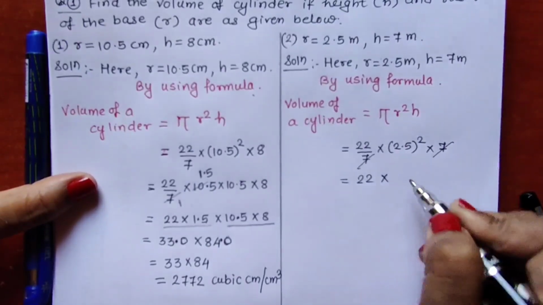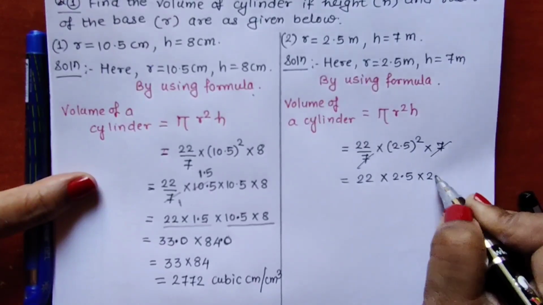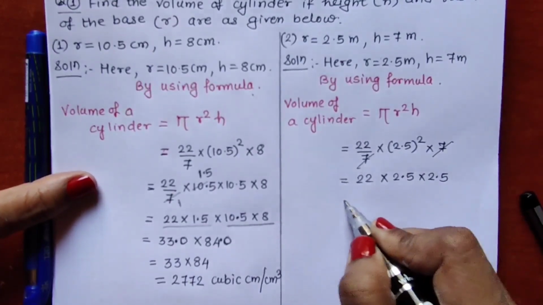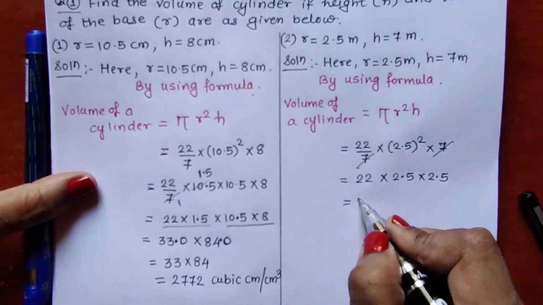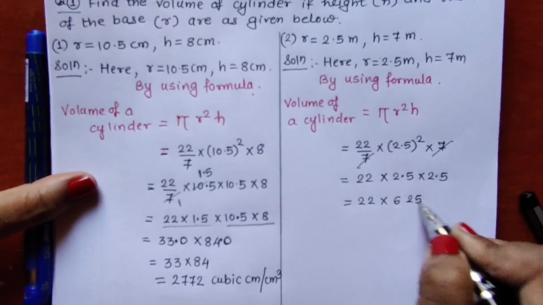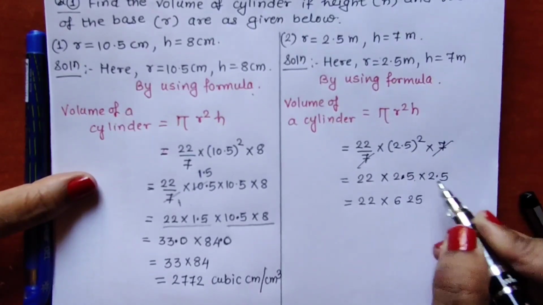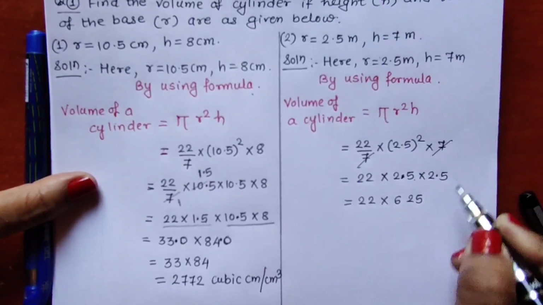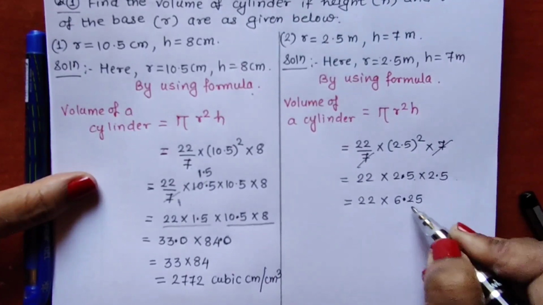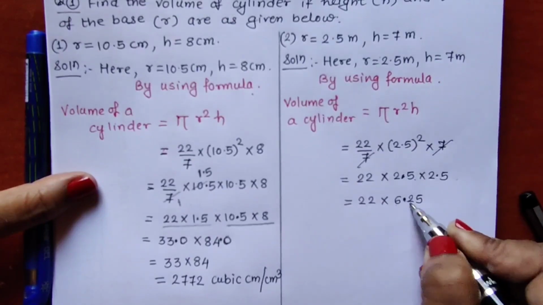22 multiplied by 2.5 square, which can be written as 2.5 multiplied by 2.5. Now 25 square we all know, so 22 as it is I write, and 25 square is 625. But in this number there is a decimal point and after that one digit, and here also after the point one digit is there. So in the answer there should be two digits after the point. So the point should be written here: 6.25.